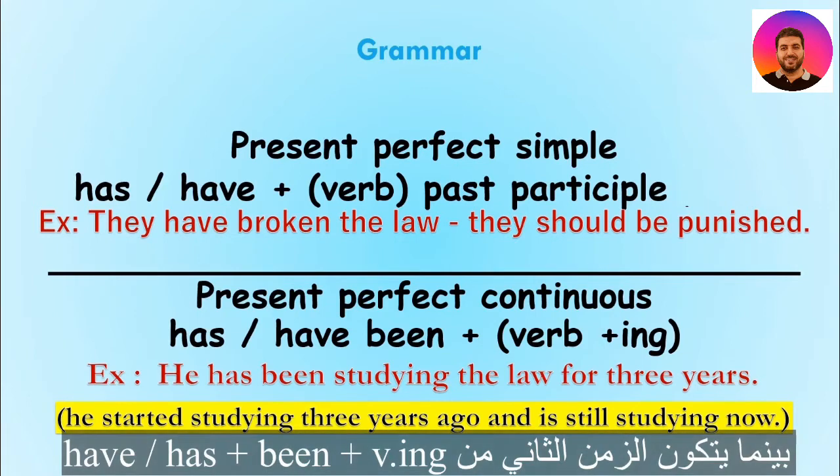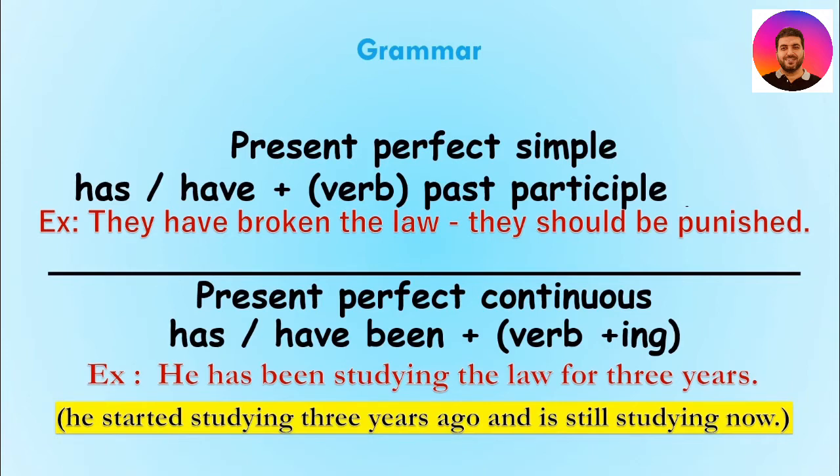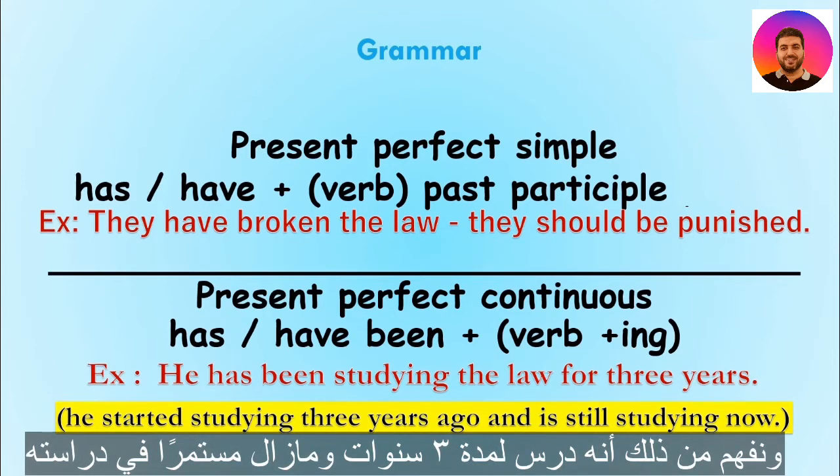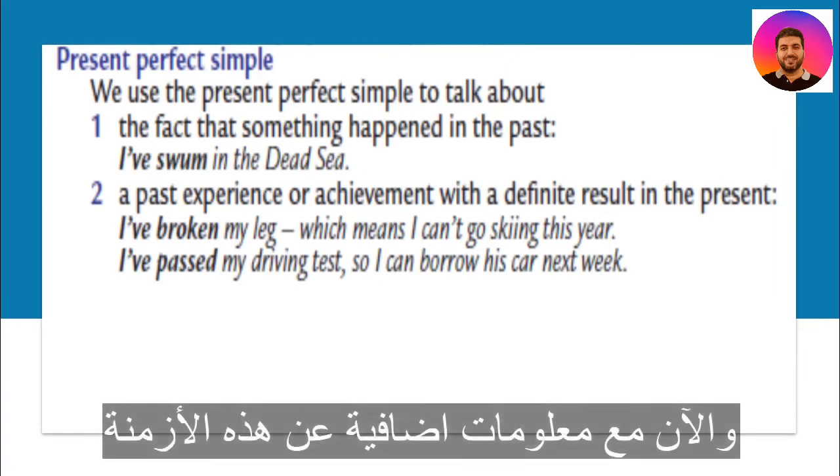The second tense is has or have been plus verb ing. For example, when I say he has been studying the law for 3 years. So I understand that he started studying 3 years ago and is still studying up till now. So let's get more information on these two tenses.